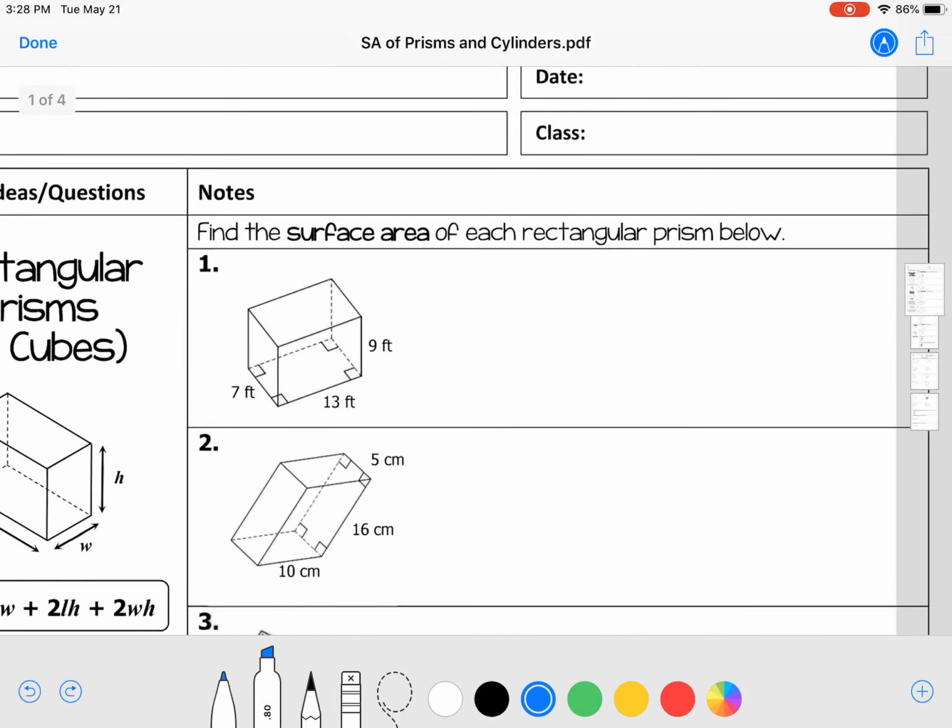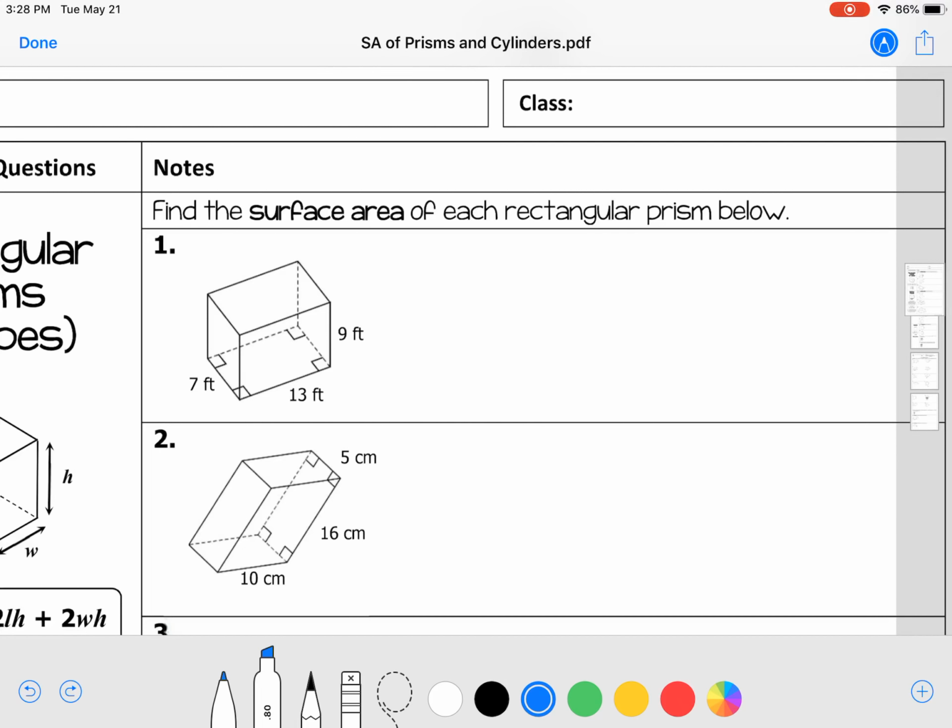The first one I'm going to do is find the area of each of the 6 faces and add them together. The first face I want to find is this face right here, that blue rectangle. To find its area, I'm going to multiply the length and the width, which are 13 and 9. And 13 times 9 is 117.